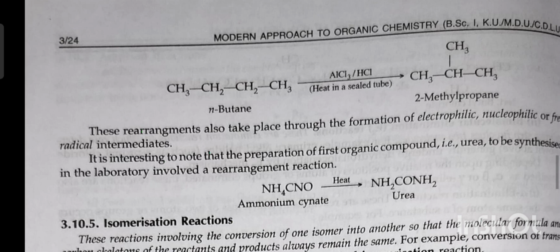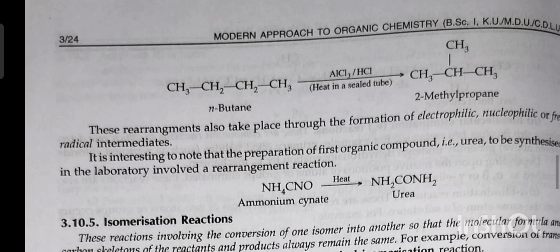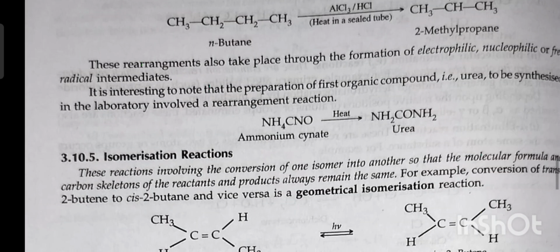These rearrangements also take place through the formation of electrophile, nucleophile and free radical intermediates. It is interesting to note that the preparation of the first organic compound, urea, synthetically in a laboratory involved a rearrangement reaction. Ammonium cyanate, when heated, is converted into urea.